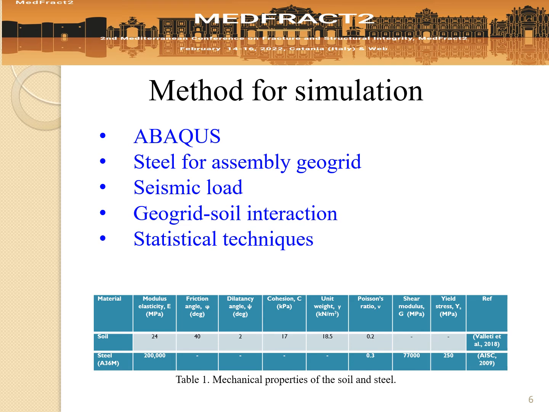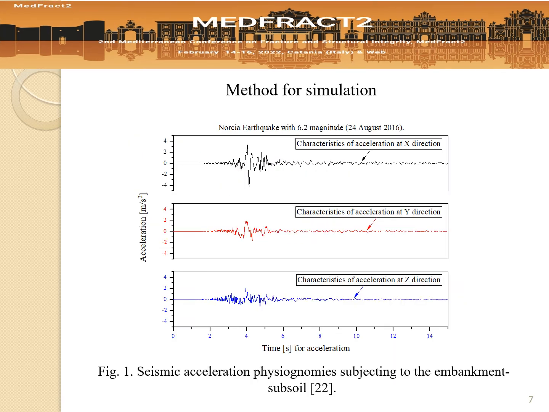The table here presents mechanical properties for the soil and the steel. We have one soil and one steel. The seismic load in multi-directions is presented here in X, Y, and Z direction, and the characteristic of acceleration in all three directions, and it's applied to the model.